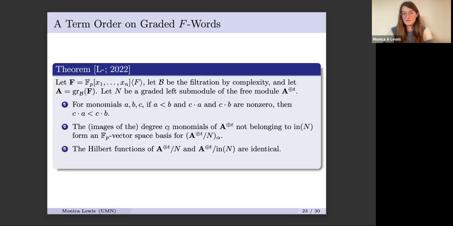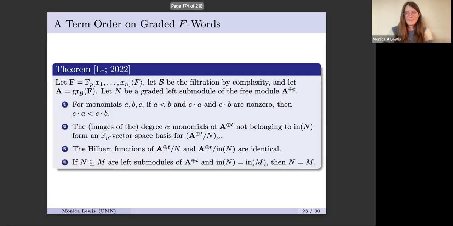Hilbert functions are unchanged if you degenerate to initial submodules. And if you have a containment of two modules that have the same initial ideal, then the submodule has to be the entire module. So we get the behavior that we would expect from a term order.